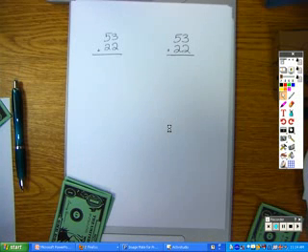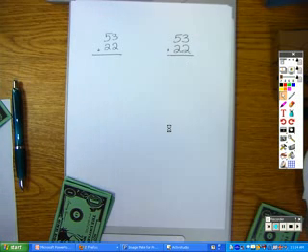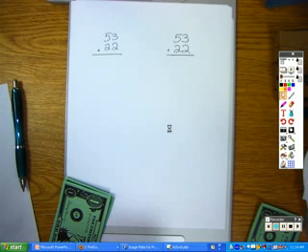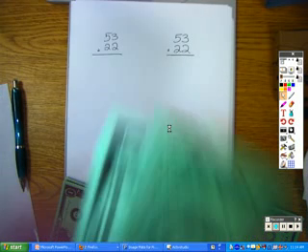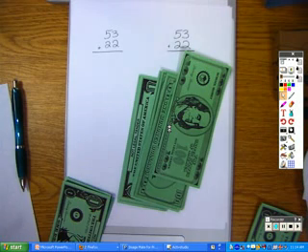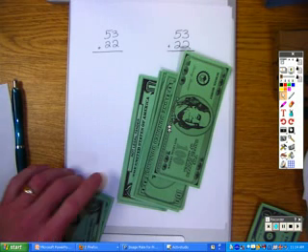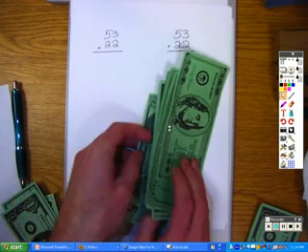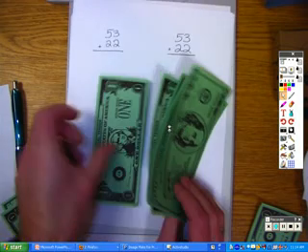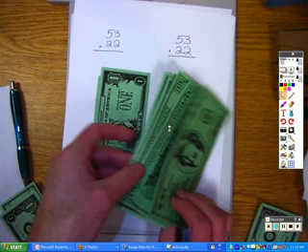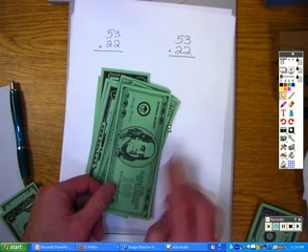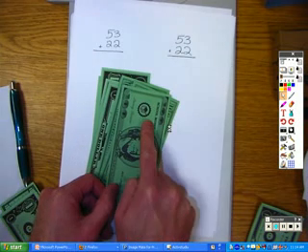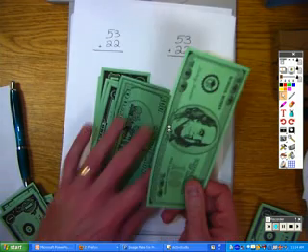Hey, boys and girls, I have a question for you. If somebody threw you a big pile of money like this, how would you count it first? Would you start with the ones bills? Like this? Or would you start with the big bills? You'd start with the big bills, of course.